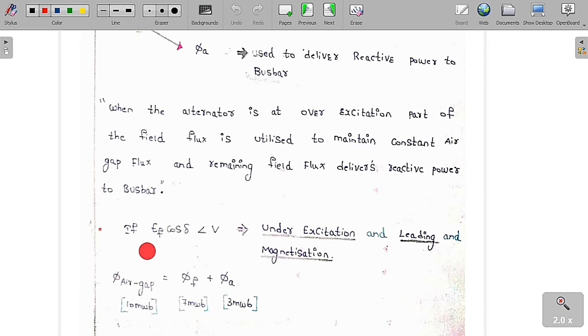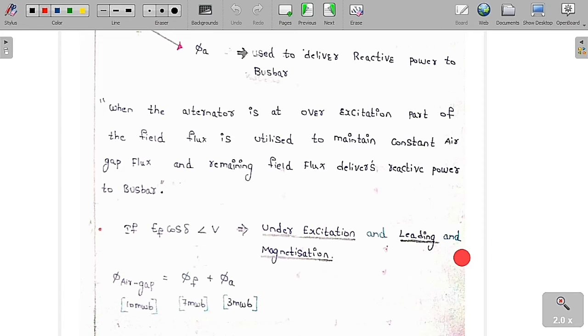Now we'll go for another case, which is called under excitation. Suppose the field current is very less, then definitely Ef cos delta is less than V. So it is called under excitation. Under excitation means the current IA is going to lead the terminal voltage. So it is called the leading power factor.